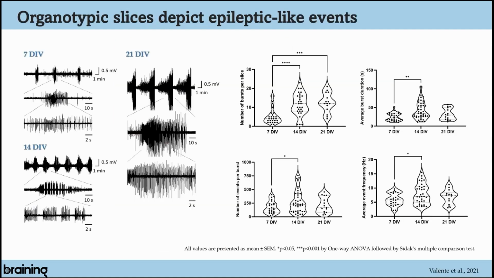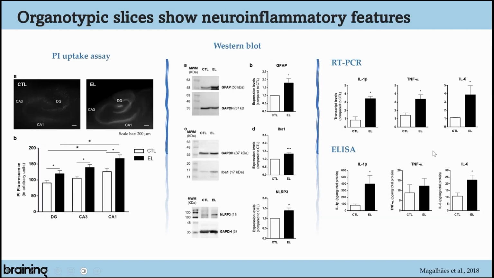And we have this. So we went on to characterize our system. In this case, slices were prepared and maintained, as I told you before, and we evaluated the number of bursts per slice, the average burst duration, number of events per burst, and average event frequency, and we realized that the maximum activity that the slices reach is indeed obtained at 14 DIV. From 14 to 21, the number of bursts per slice seems to increase a little bit, but nothing more happens to the other parameters.